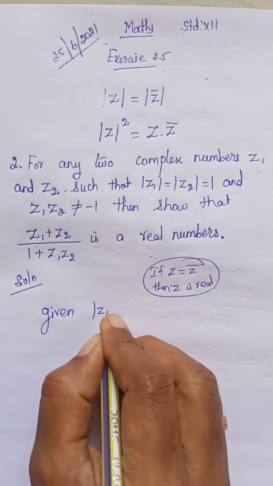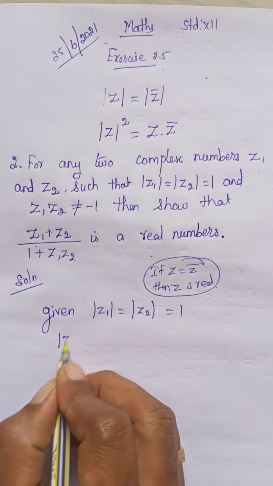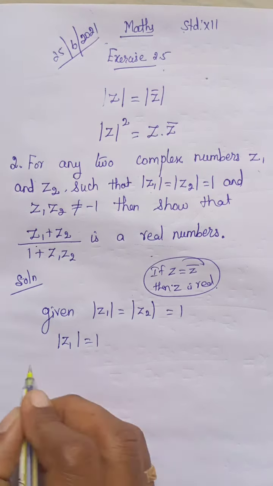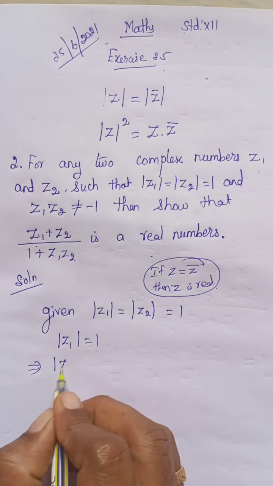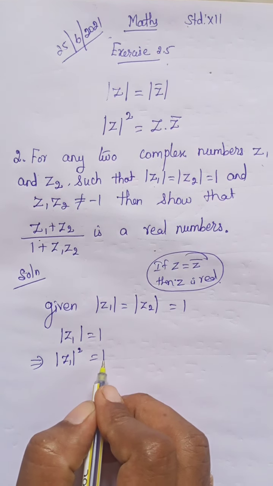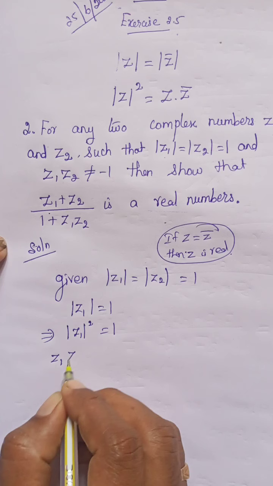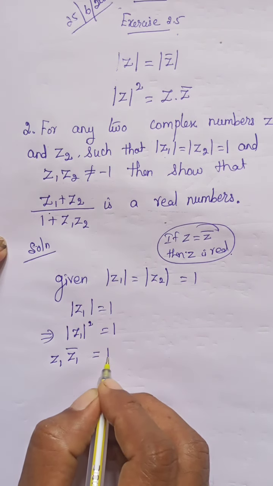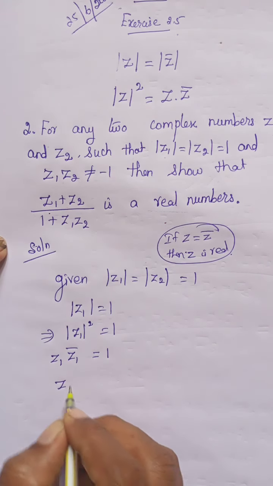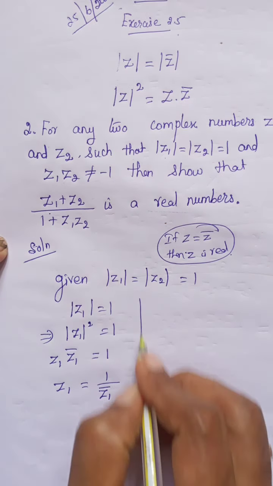Given modulus z1 equal to modulus z2 is equal to 1. So modulus z1 equal to 1 implies, I am going to square it, modulus z1 square equal to 1. Modulus z square can be written as z into z bar. So this is z1 into z1 bar equal to 1. From this, z1 is equal to 1 by z1 bar.